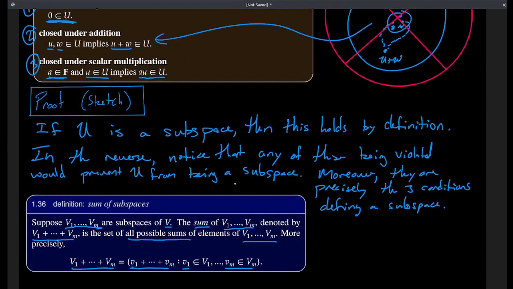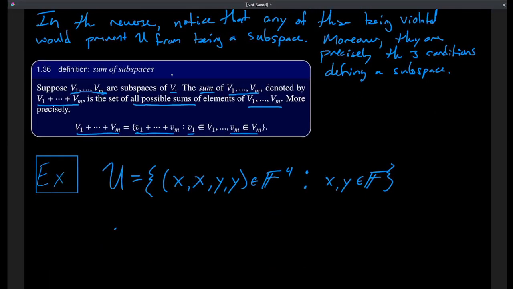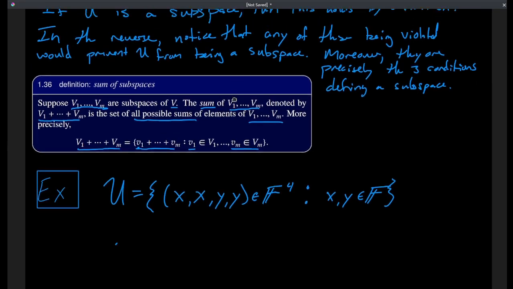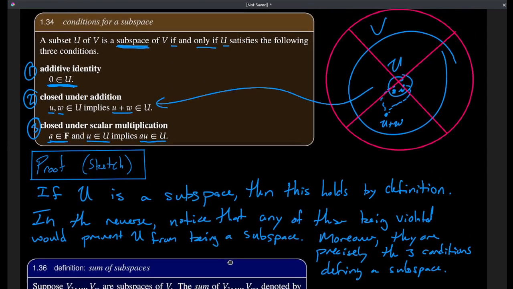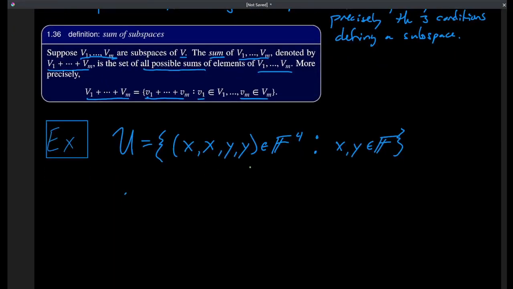So going back up to our theorem, is the additive identity in there? Well, that would be the vector of all zeros in this case. So if x is equal to 0 and y is equal to 0, then this is the vector of all zeros. So certainly the additive identity is in there. Is it closed under addition? Well, if I take 2 vectors like this and I add them together, obviously I will get the same thing in the first 2 entries and the same thing in the second 2 entries.